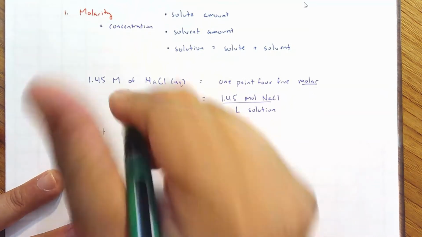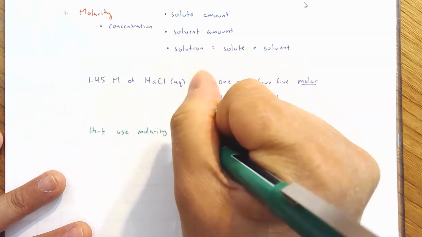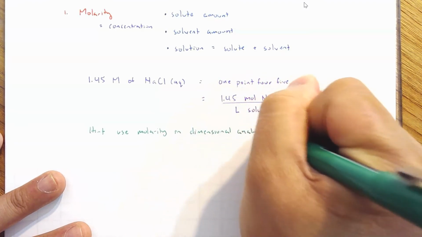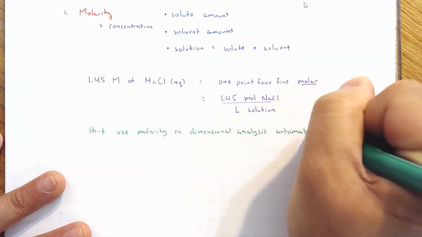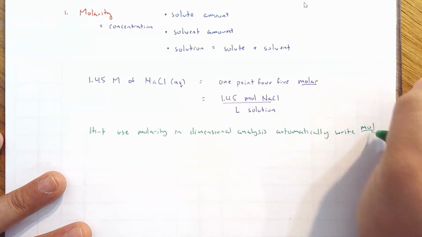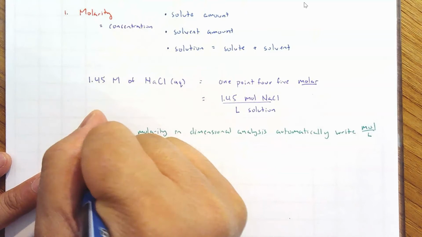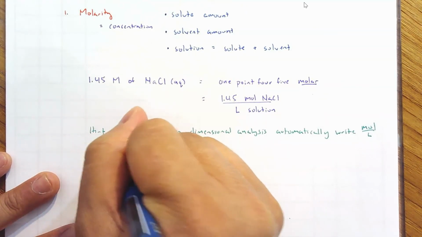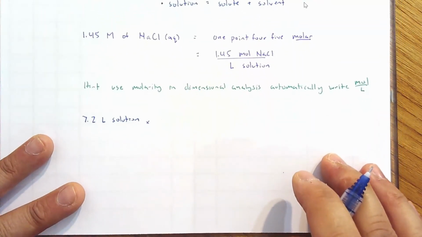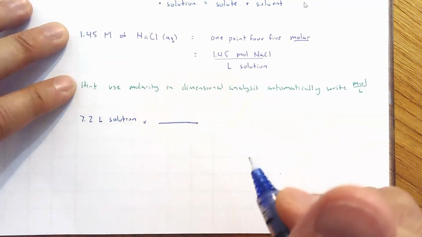So just a hint, if you are going to use a molarity in dimensional analysis, automatically write moles over liters. So let's say we have 7.2 liters of what? Of solution. And I want to figure out how many moles of sodium chloride I have. Well, I have a molarity, and the molarity is the conversion.